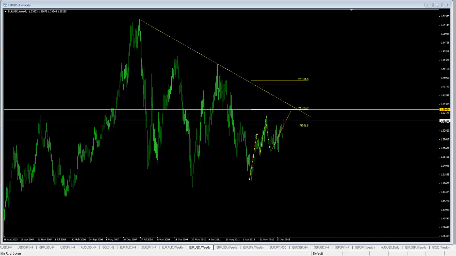Hello everyone, today I want to talk about the euro dollar, about the situation in the chart and how you can spot possible turnaround points for your advantage. So here's a weekly chart.